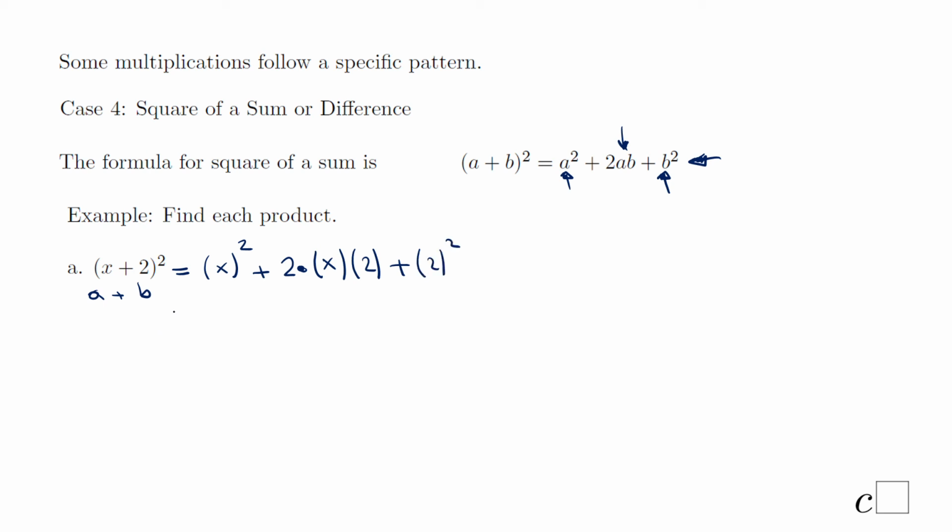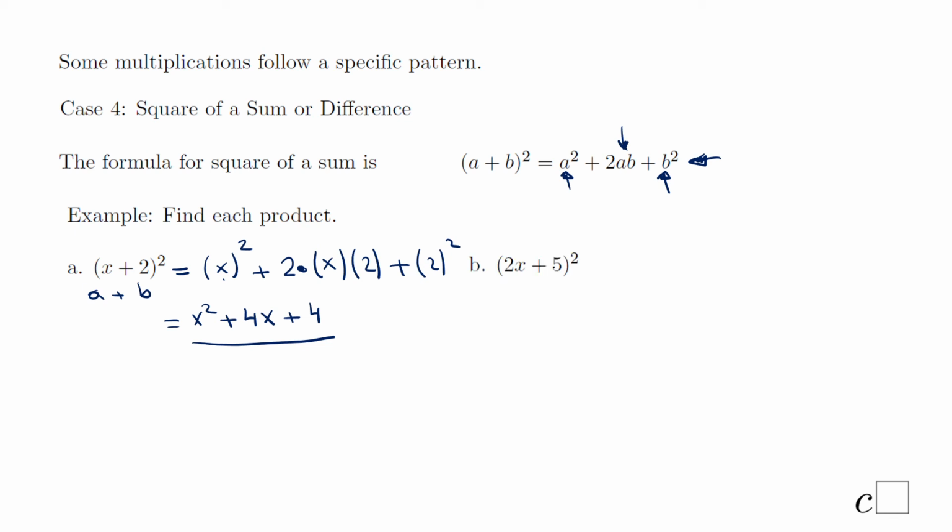So now I'm going to do a simplification here. The quantity x squared is x squared, plus 2 times 2 is 4x, and plus 4. That is the answer for this product. After a while, if you keep practicing, you do not need that second step, you just get the answer.